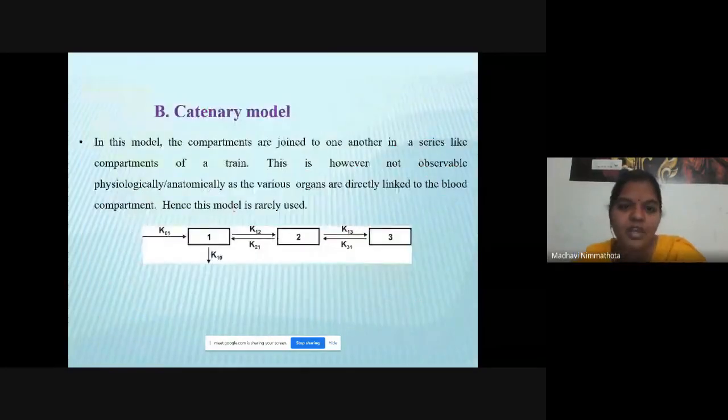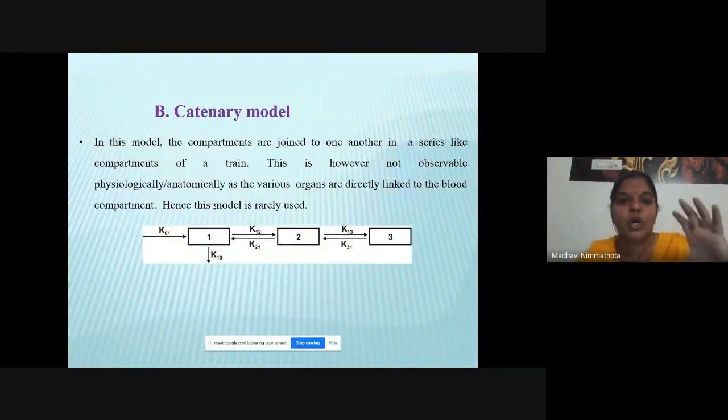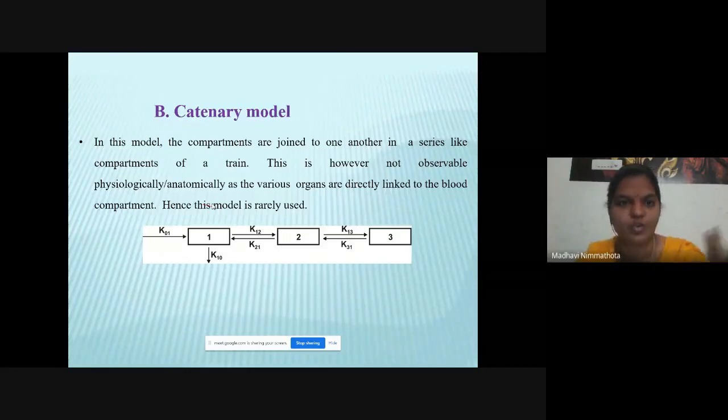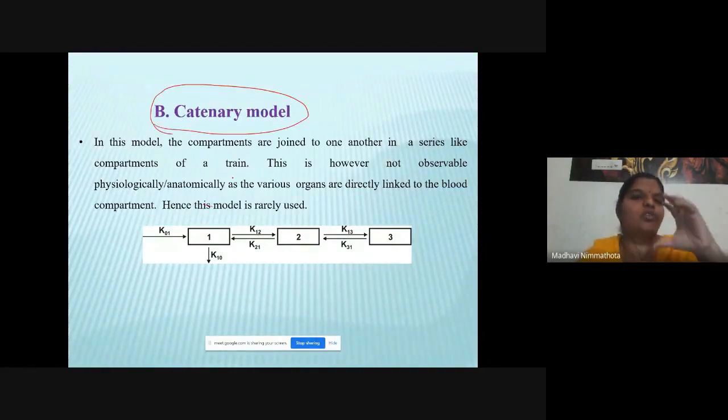See, then that is about the mammillary model. So your compartments are arranged in a parallel manner. That is what the mammillary model is. Then the next one is the catenary model. So you just assume in your brain's train.